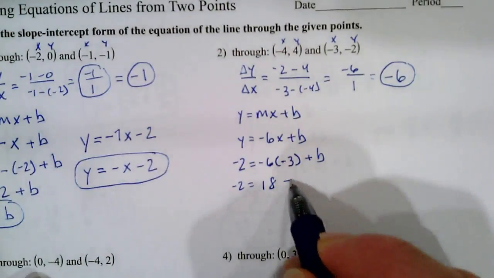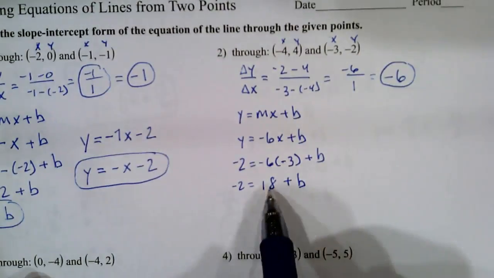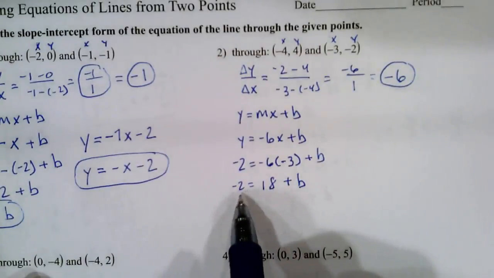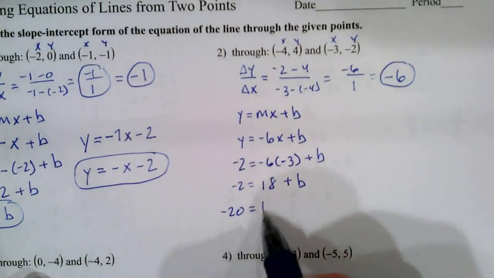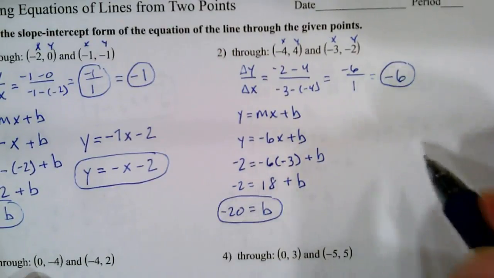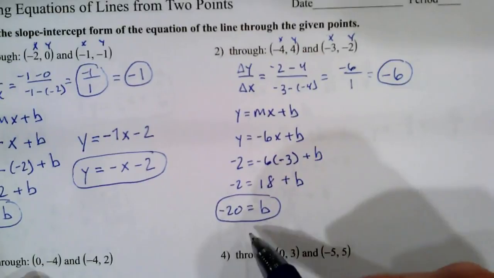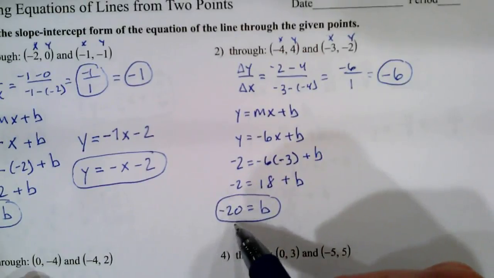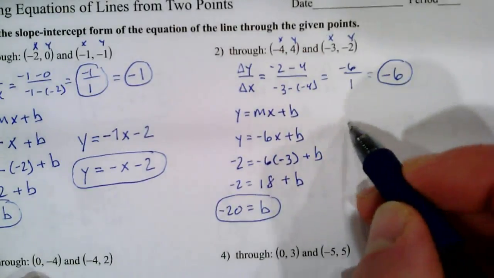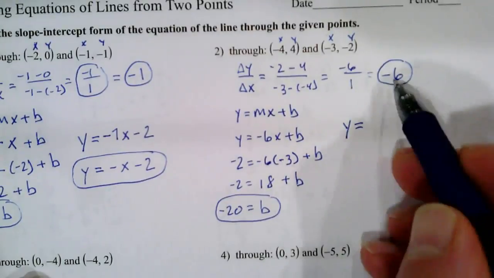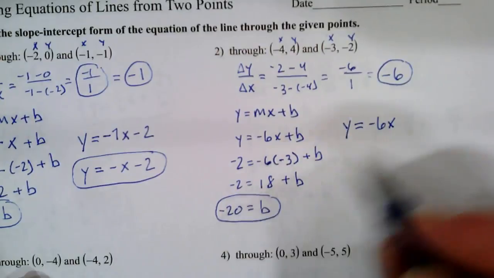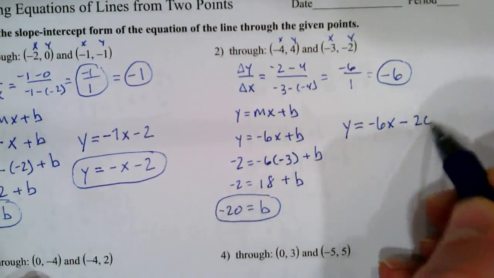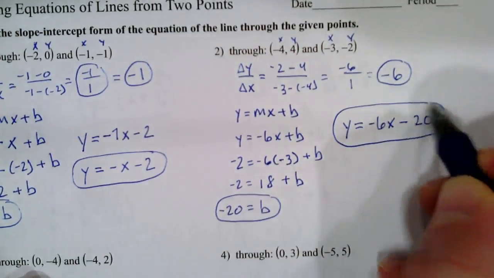So we have -2 equals -6 times -3 is a +18, plus b. We're going to subtract 18 from both sides. So if it's 2 degrees below and it drops another 18, it's -20 equals b. So our y-intercept, the place where the line crosses the y-axis, is at y equals -20. Then we just write our equation, y equals m, that's our slope, x plus b, and since it's a -20, we'll write it as minus 20.